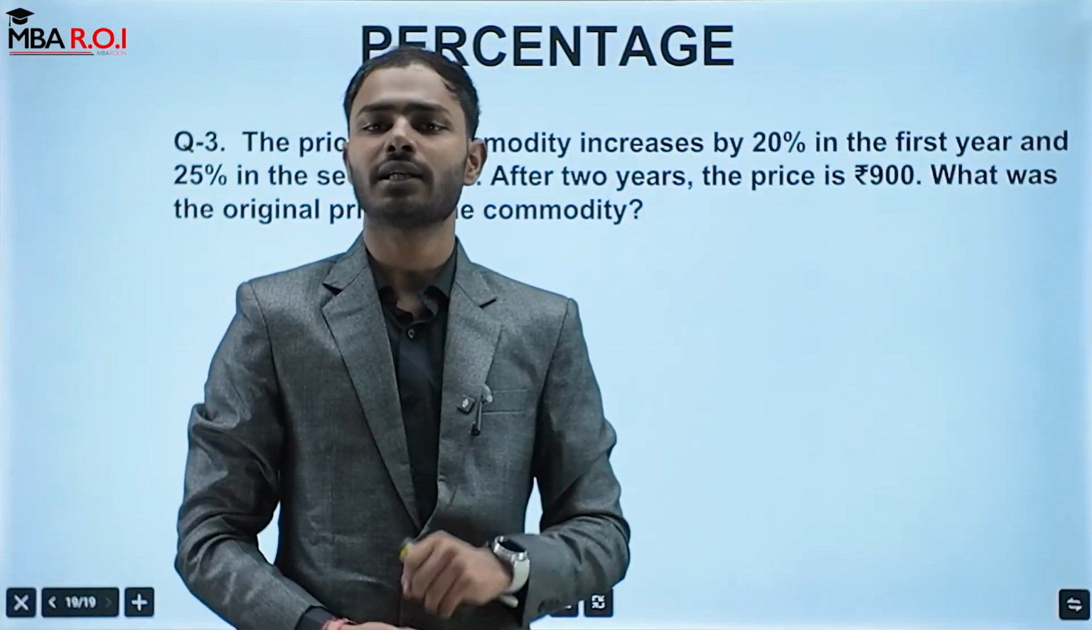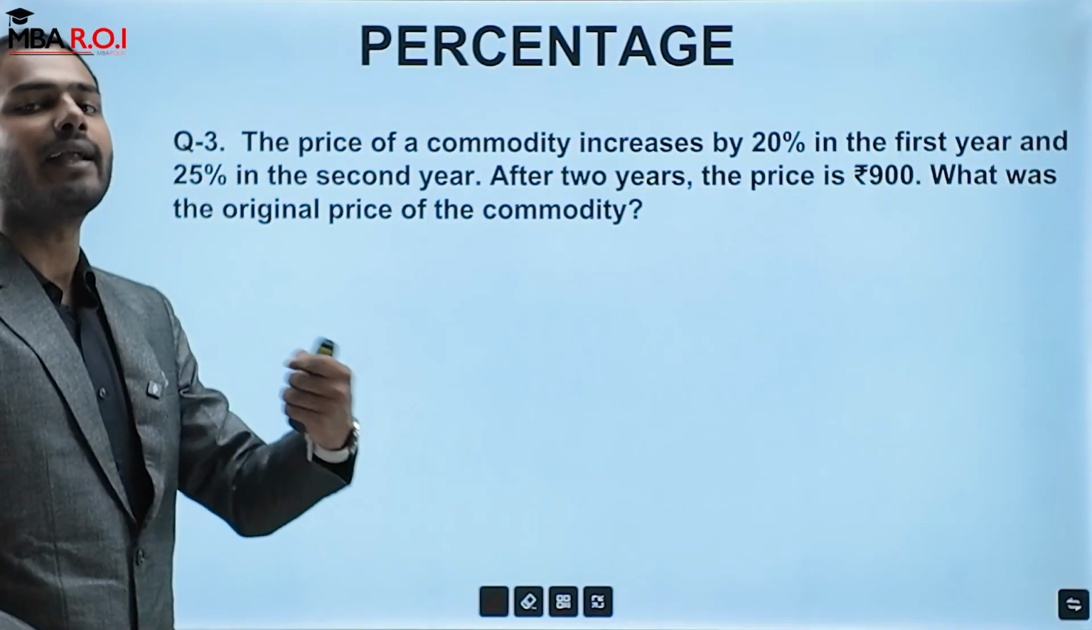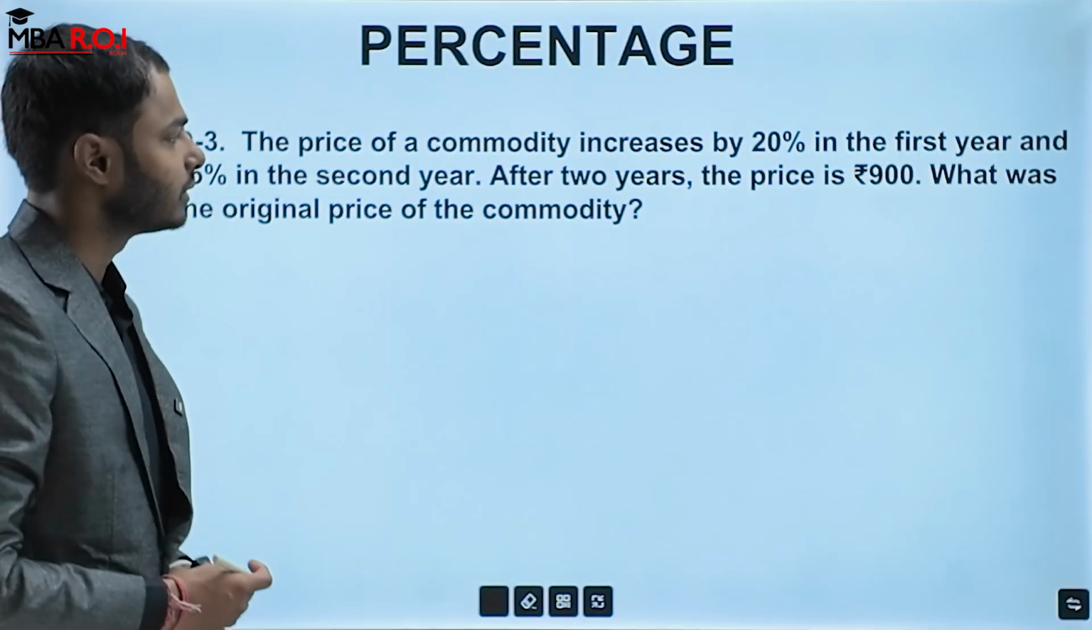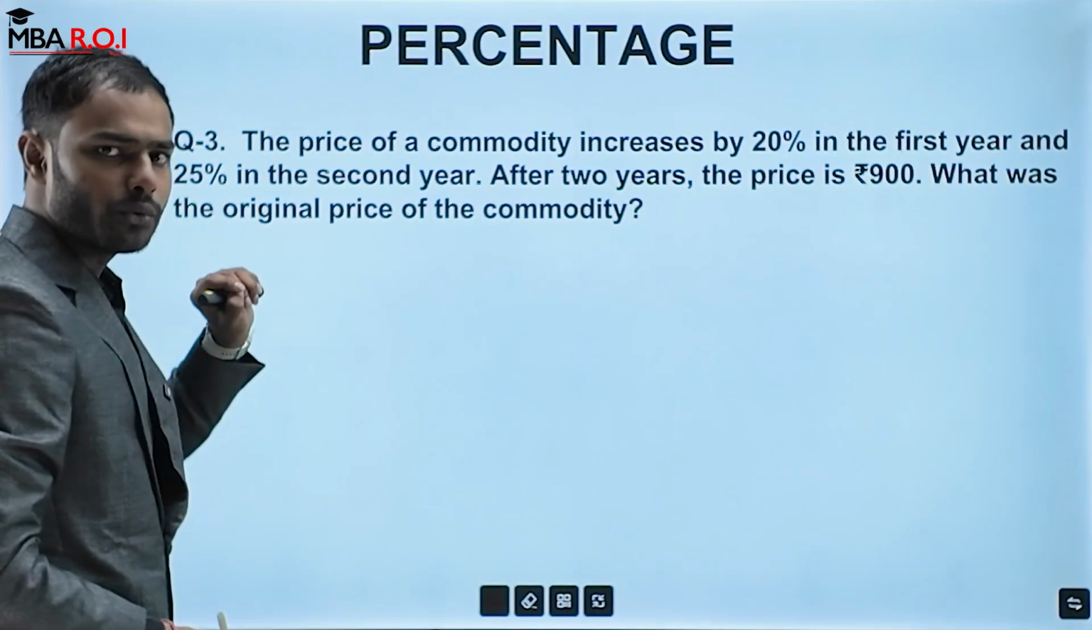So here is the third question. Again, pause the video, try out this question, find the answer, and then you can match it with the solution. Now, in this question, first we are going to read the question.